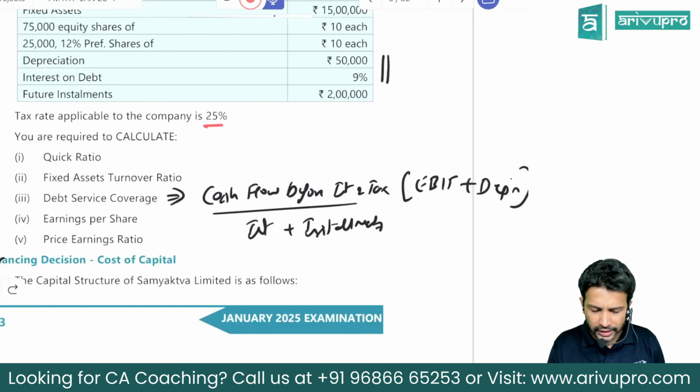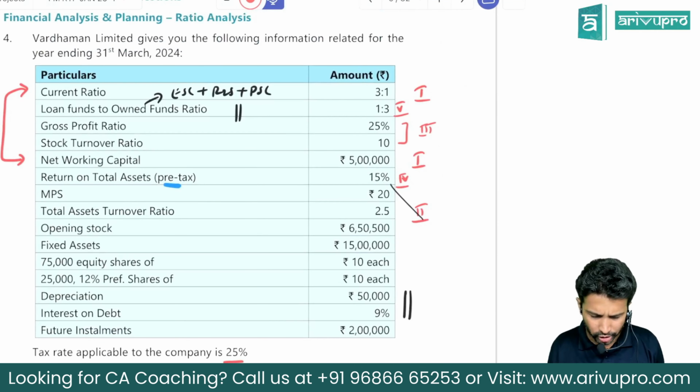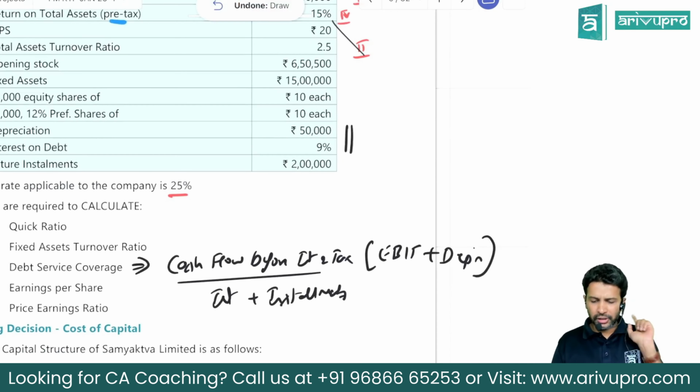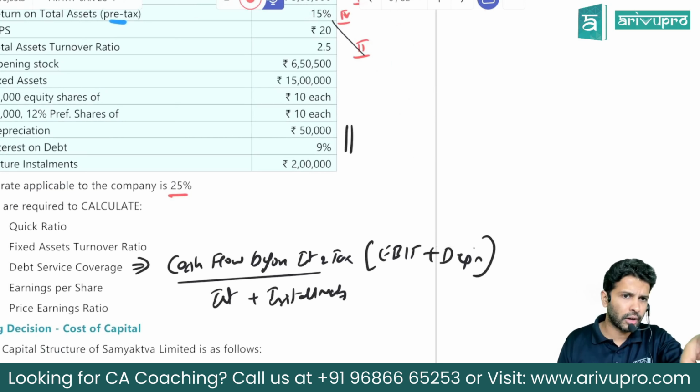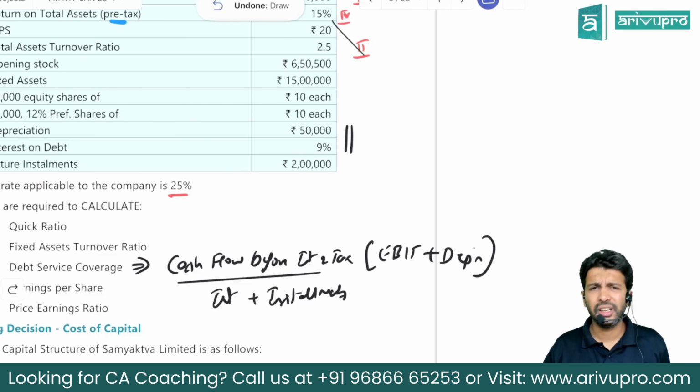So all you have to do is take EBIT and add back depreciation. You can take earnings after tax also, but the tax rate is not given in the question. I think I wrote there cash flow after tax, but I don't think so. I think I wrote it as EBIT only. Just check. I think I've written after EBIT only.